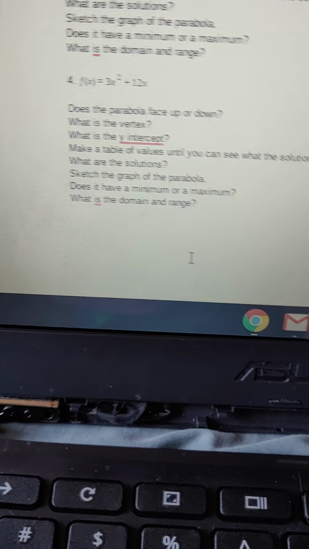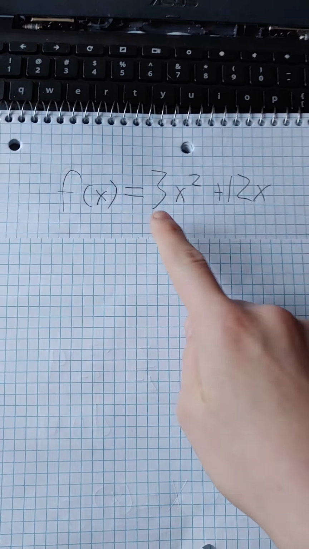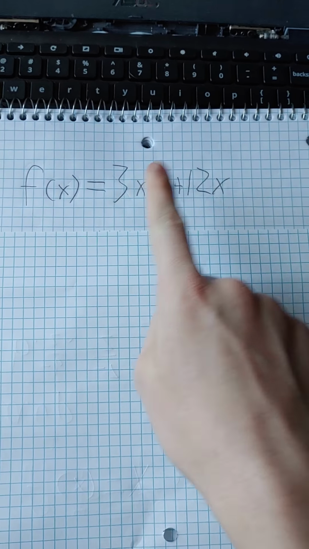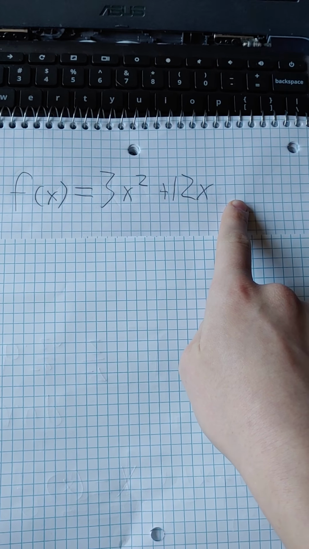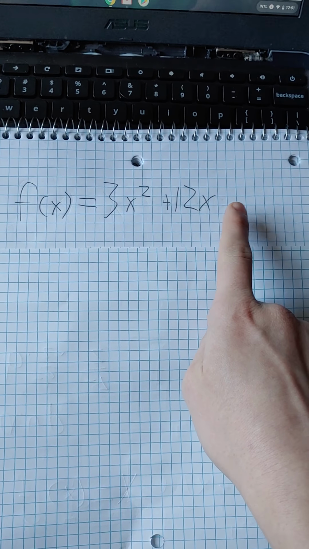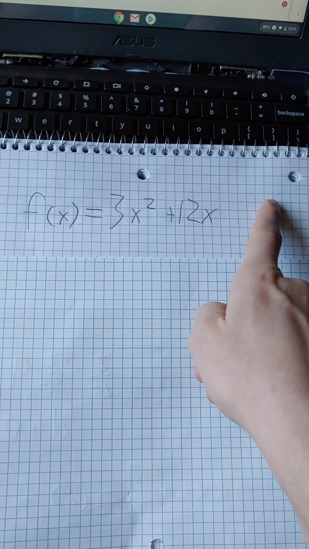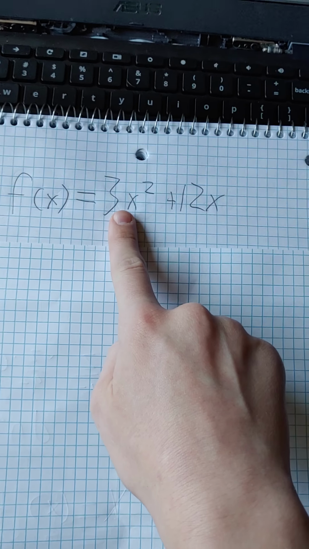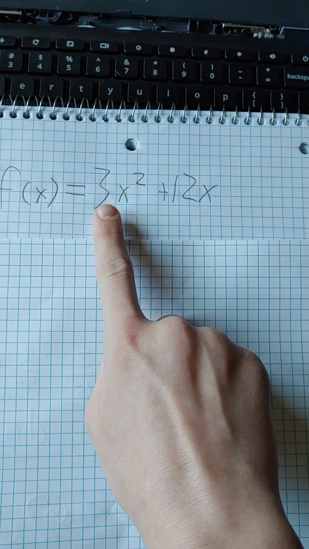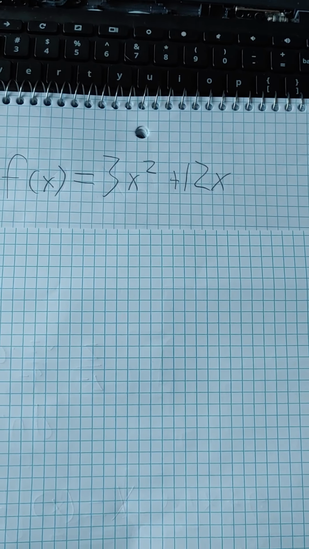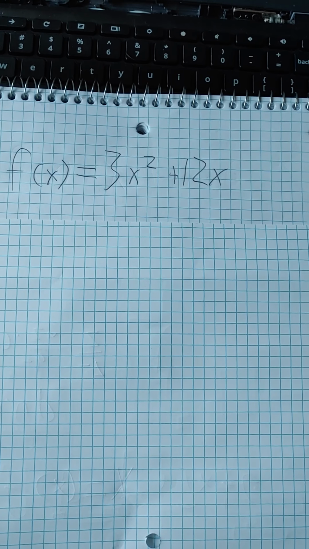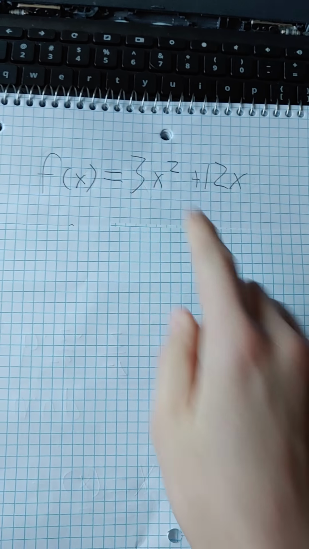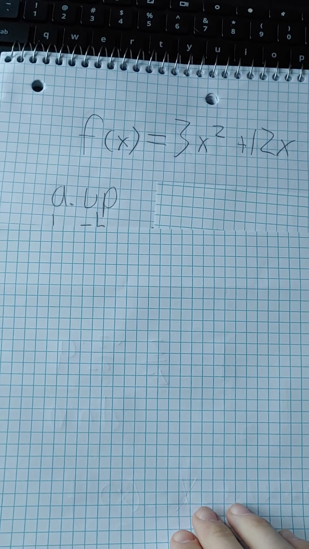So, here it is. The first question is, does the parabola face up or down? To figure that out, you're going to look at your A value. This is your A value, your B value, and then your C value would be here, but there's nothing there, so our C value would just be plus 0. So you look at your A value, and if it's greater than 0, then the parabola faces up, and if it's less than 0, it faces down. Ours is greater than 0, so we know that the parabola faces up.